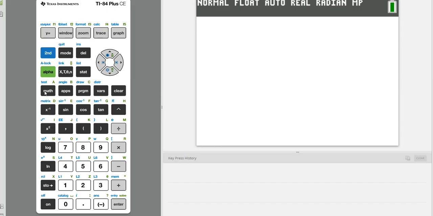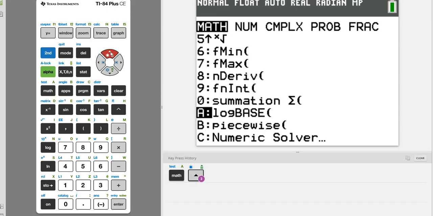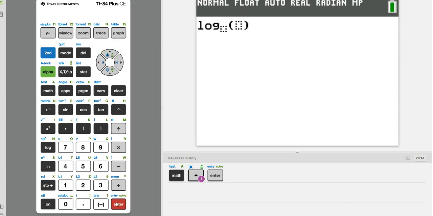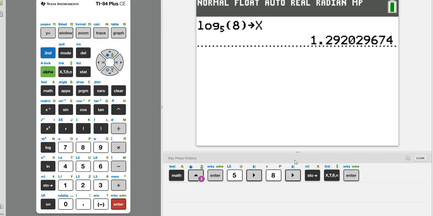a variable. So one place to get to log base whatever of something would be the math menu, and then go up, log base. So I want log base 5 of 8, but don't hit the enter key yet. What I want you to do instead is hit the store key. And we're going to store that in X. So here are the keys that I pressed so far. You can keep track of things that way. So about 1.292, etc. Okay.